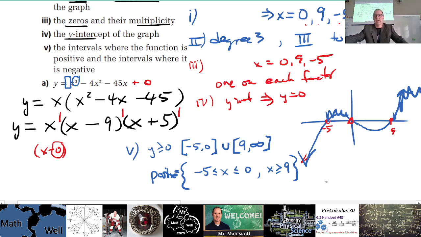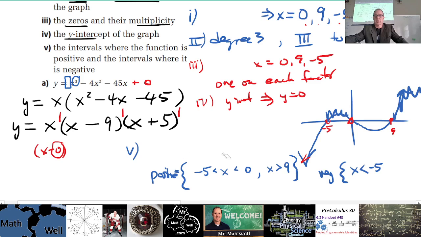Negative would be, if I do the interval notation, x less than negative 5. And actually, if it's just positive, I don't know if we'd include 0, technically. So anyways, I'll just do set notation to make it easier for you. x is less than negative 5. This is where it's negative. And then between 0 and 9: 0 less than x less than 9.